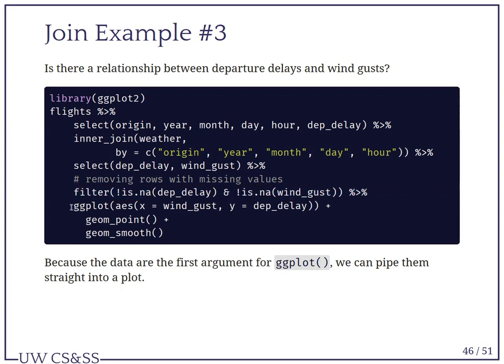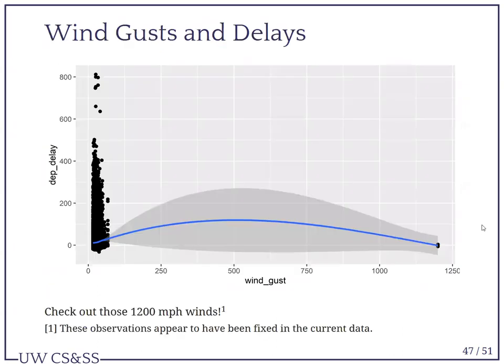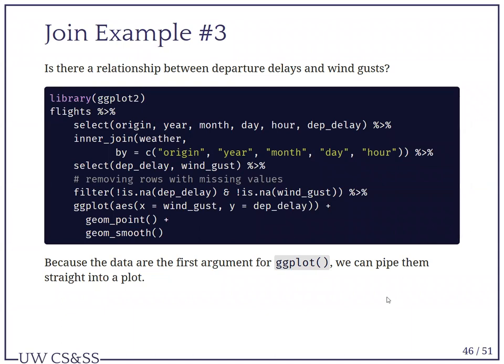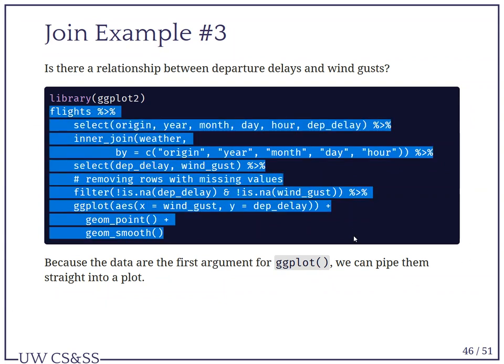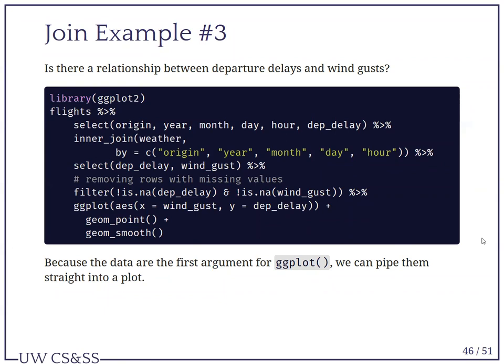And then we'll pipe it straight to a ggplot with the aesthetics, mapping the wind gusts to the x-axis and departure delays to the y-axis. We'll make it a scatter plot and put a smoother through it. Also, because data are the first argument in ggplot, we can pipe them straight into a plot. This is often how I would do it. In my own work, I don't tend to use the data equals something in ggplot.